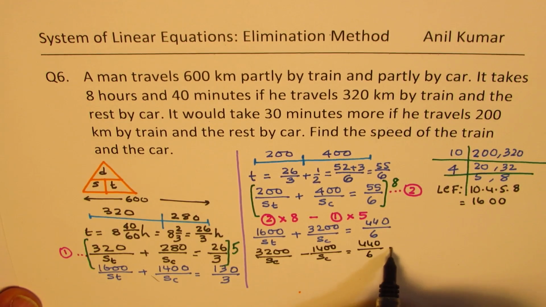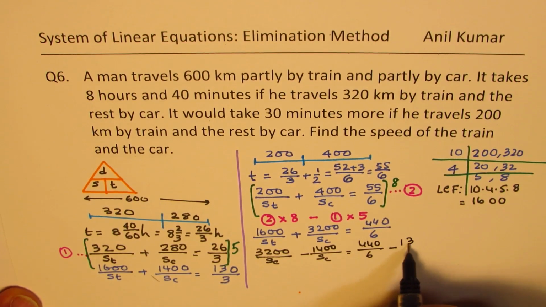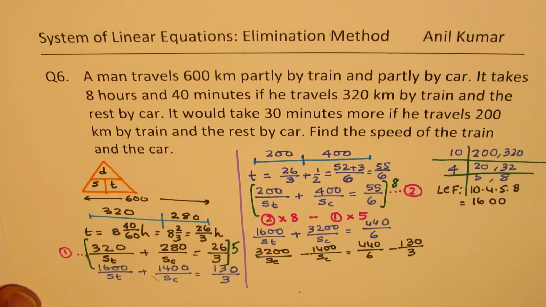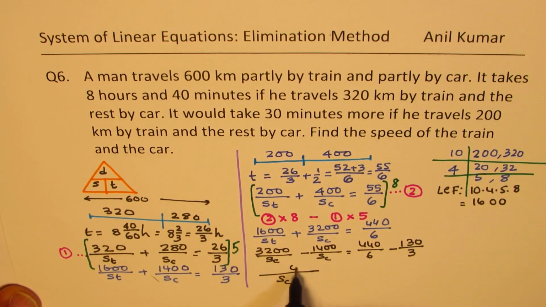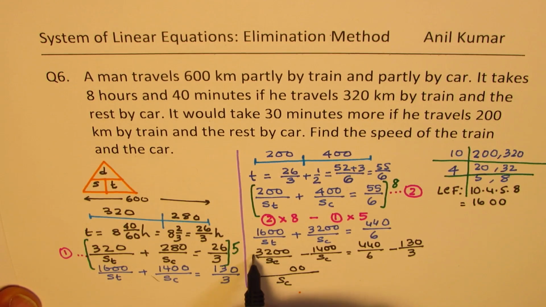440 over 6 minus 130 over 3. Clear? Right? Now you can take the common denominator, which is speed of car. And when you do 3200 minus 1400, what do you get? 12 take away 4 is 8. 2 take away 1 is 1.